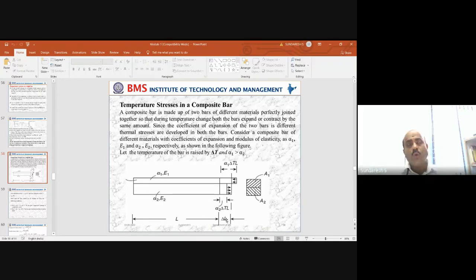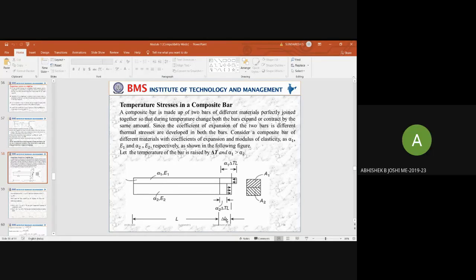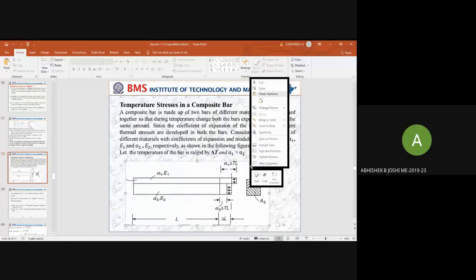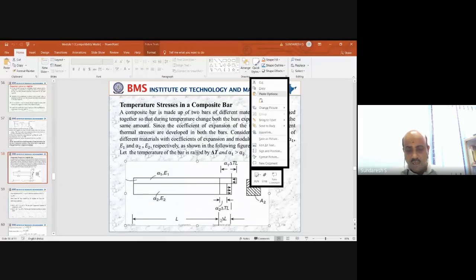So now, if you combine the two bars of different material, the material which has the larger value of alpha 1 undergoes more expansion. If you look here, alpha 1 into delta T into L is from here to here. Delta L is less than alpha 1 into delta T into L, am I right? Can you see it from the diagram?